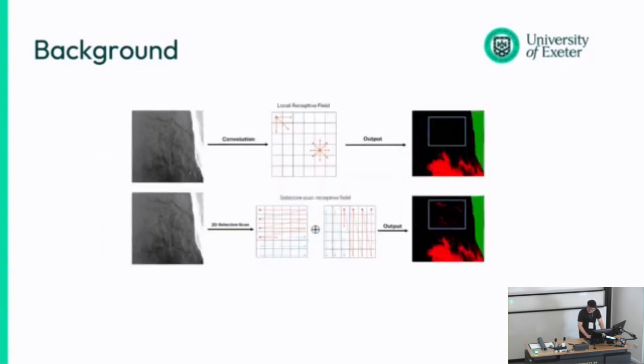This figure shows the differences in receptive field between standard convolution and selective scan. In the top row with standard convolution, each pixel only looks at a small local neighborhood, but with the 2D selective scan, the receptive field extends much farther. The model can scan across both horizontal and vertical directions, capturing long-range dependencies.